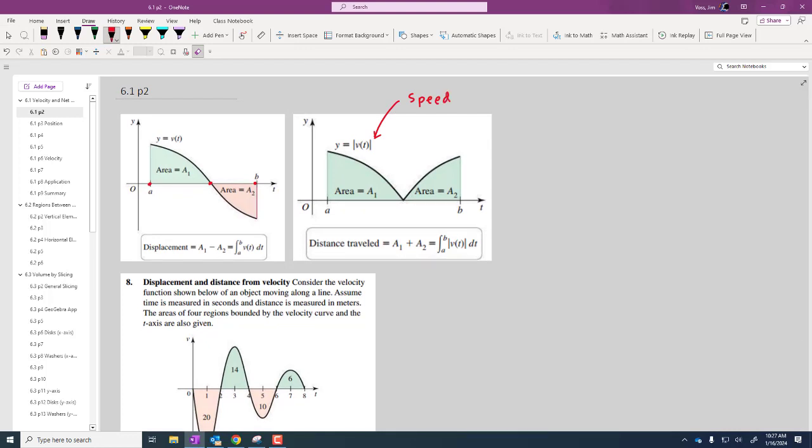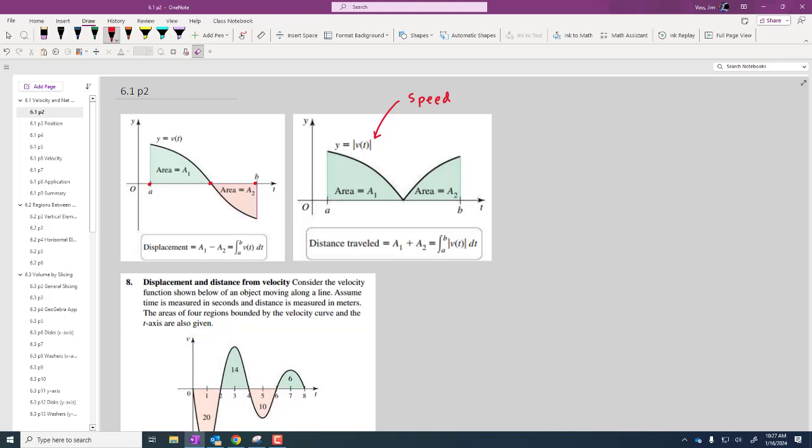And if we integrate speed, so mathematically, if you take this function and you take its absolute value, it makes all the y values positive, the ones that were negative, so it reflects it through the x-axis. That's now distance traveled.